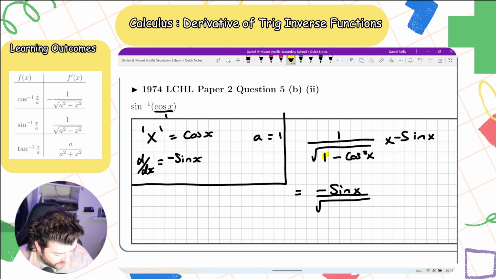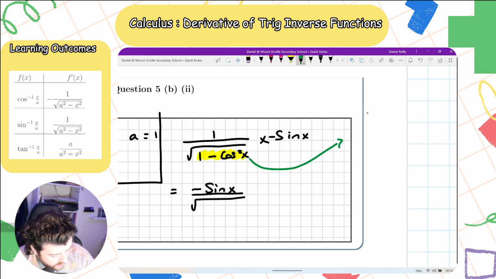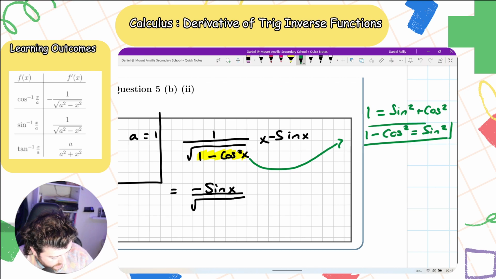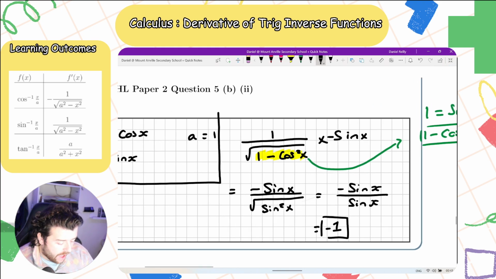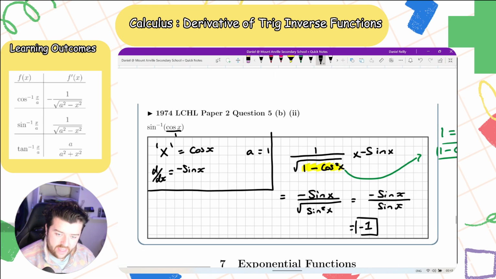Oh, this question is going to be fun because I realize that this here we call 1 equals sine squared plus cosine squared. So 1 minus cosine squared is equal to sine squared. So I can replace all of this in here with sine squared x. So I have minus sine x over square root of sine squared x. Well, that's just going to be sine x. I'm cancelling out the square with the square root. Minus sine x divided by sine x is just going to be equal to minus 1. How fun is that question?